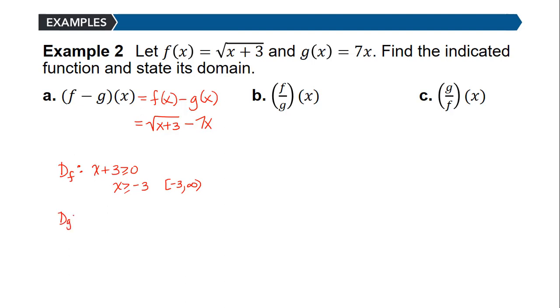Now the domain of g is where 7x is defined, but that's a linear function which is defined for all real numbers, negative infinity to infinity. So for the domain of f minus g, we have to take the intersection of those two sets. So that means we'll look at where do those two sets overlap. Negative infinity to infinity, I'm just going to draw this as a whole number line, right?